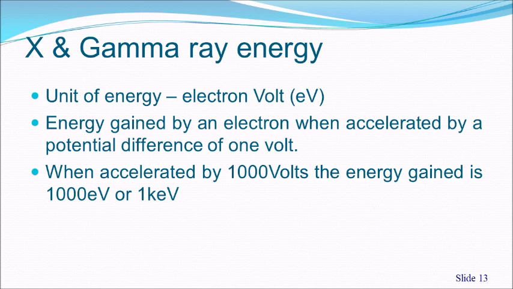That means when you give a potential difference between the anode and the cathode of 1 volt, the electrons are accelerated towards the anode and the energy gained during that process is called 1 electron volt. For example, if you are giving 1000 volts, the energy gained will be 1000 electron volts, or you can call it 1 kilo electron volt. So the energy of X and gamma radiation and electron radiation should be in electron volts.